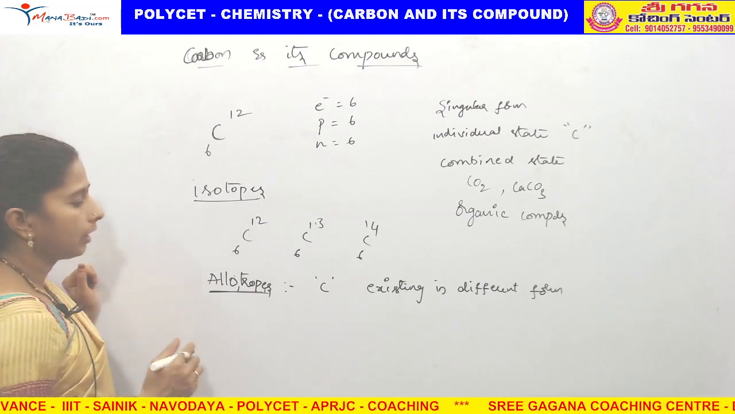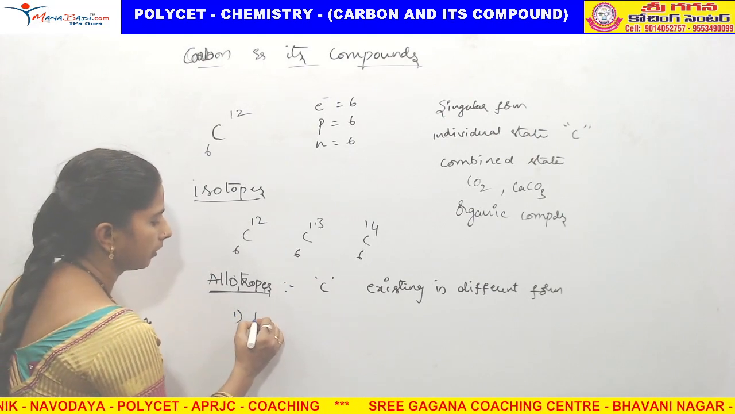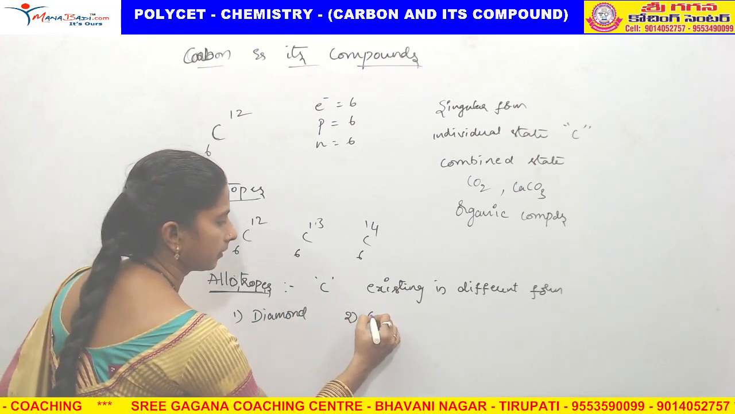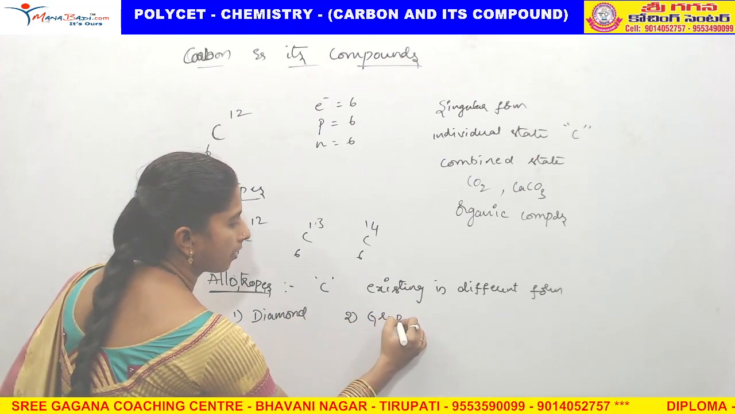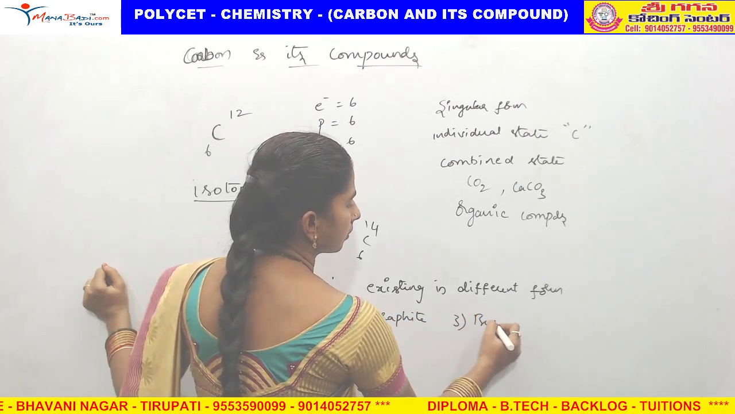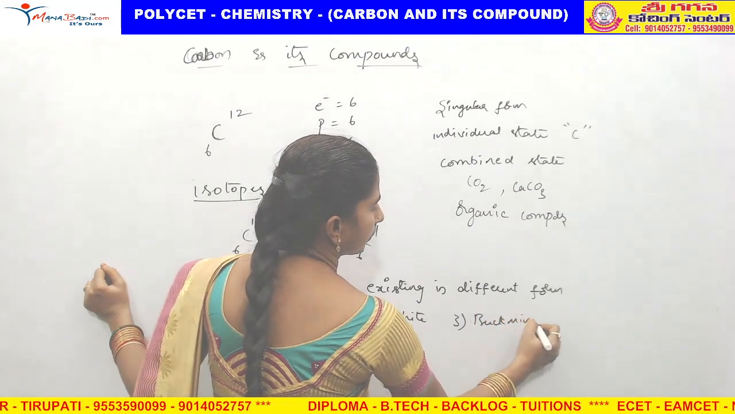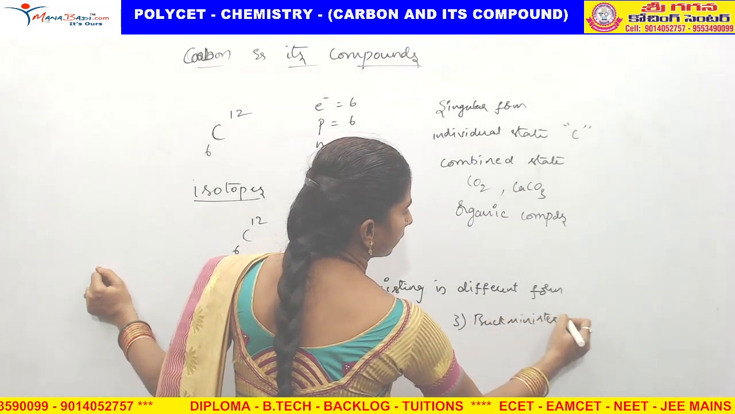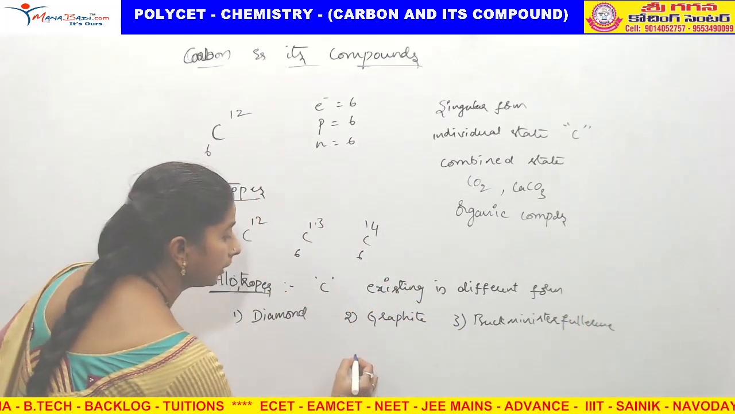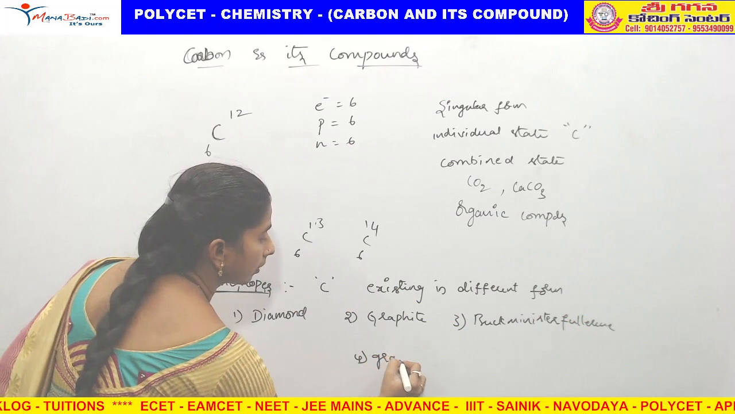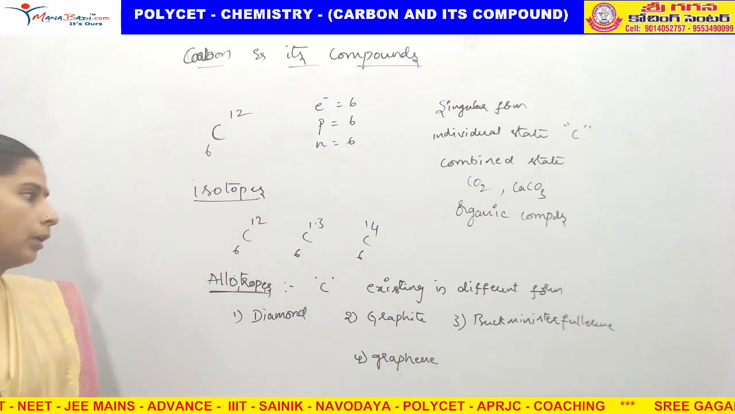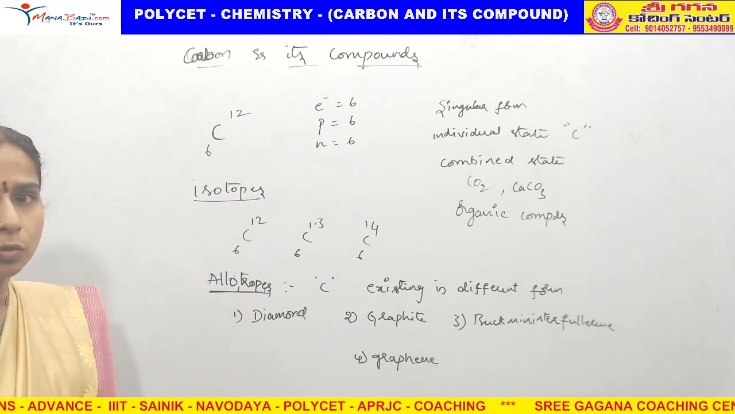Carbon has the allotropes: number 1, diamond, and graphite, and Buckminster fullerene, and graphene also. These are the 4 allotropic forms of carbon.